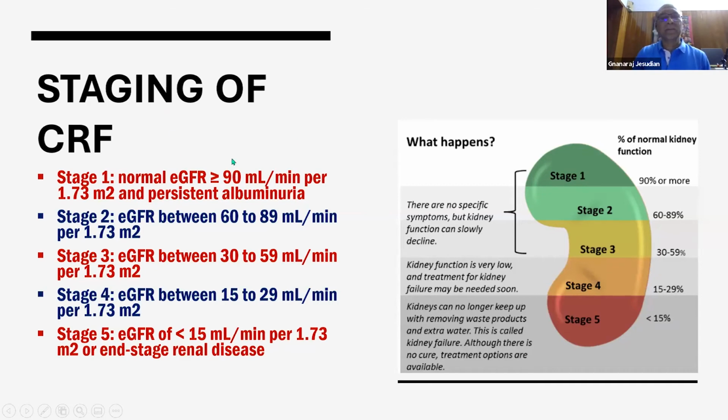Stage 1, when the GFR is almost normal. Stage 2, between 60 to 89. Stage 3, 30 to 59. And stage 4 and stage 5. And this picture shows how much kidney has to be damaged. This is on both sides. One kidney is okay to survive.